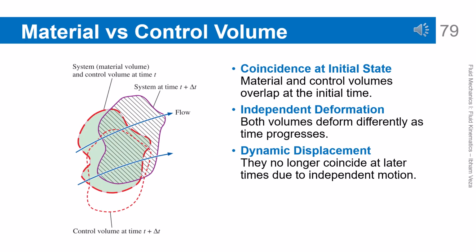Material versus control volume. At the initial time, the material volume and the control volume may coincide. As time progresses, they move and deform in different ways. The material volume always follows the same fluid particles. The control volume is defined in space or moves according to the analyst's choice. This difference explains why a linking theorem, such as RTT, is needed.